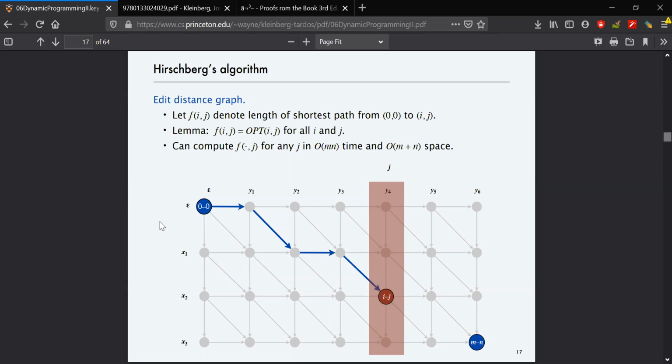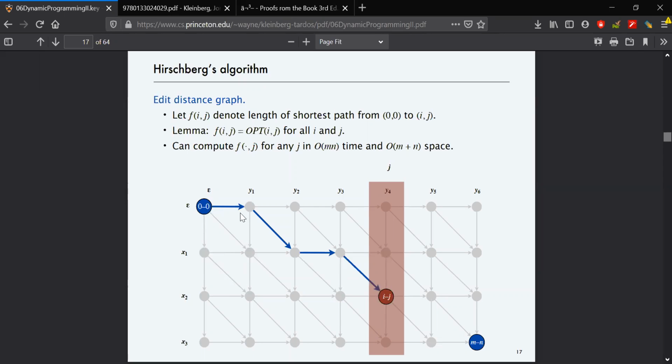A simple observation, like what I have been trying to stress, is that the value at each vertex depends only on a small locality of its neighbors. So if I want to fill the value at ij, I just have to know the value at these three places, and that is good enough for me.